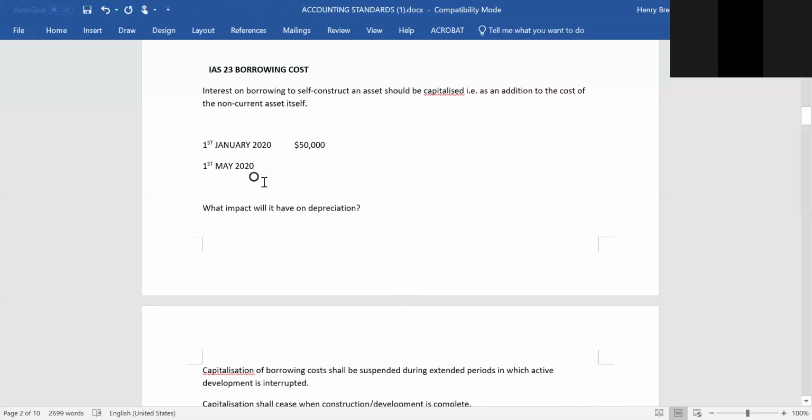Now, there's a very beautiful thing over here. If you capitalize that interest, then we can also depreciate that interest that you have capitalized.